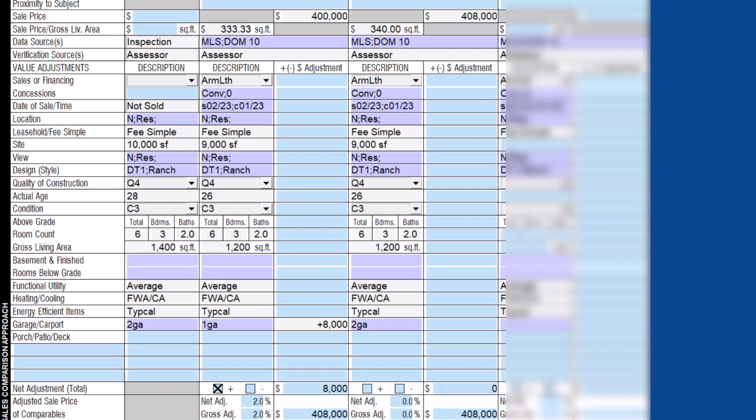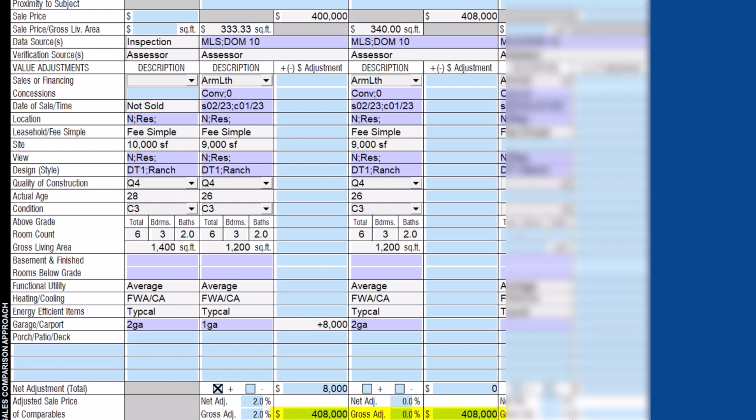If the subject has 2 garage stalls and the comparable has only 1 stall, we add the contributory value of 1 garage stall to the comparable. How do we know the contributory value of 1 garage stall? The ideal is to find 2 properties from the same market that differ only by 1 garage stall. If the sale prices differed by $8,000, the adjustment would be $8,000. This is paired data in its purest form.